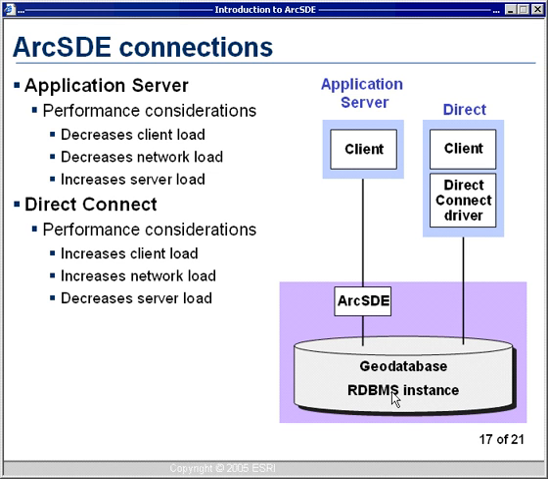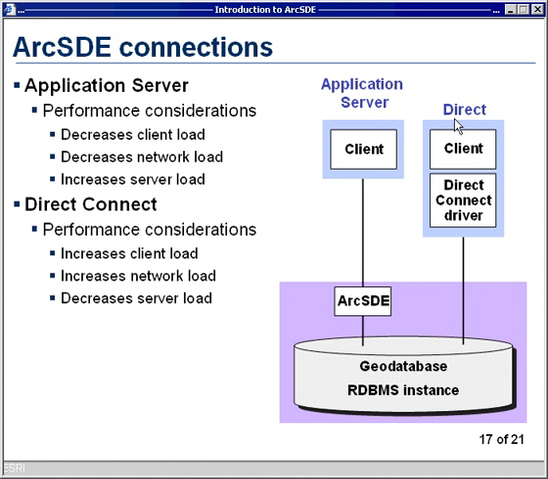All clients have the ability to connect to the database directly and pull its information. Both types of connections, the application server connection and this new direct connection, require ArcSDE software and ArcSDE licensing. So it's going to have to be set up, ArcSDE is going to have to be installed, and you're going to have a license for ArcSDE. But the difference between the two connections is where the workload is happening.